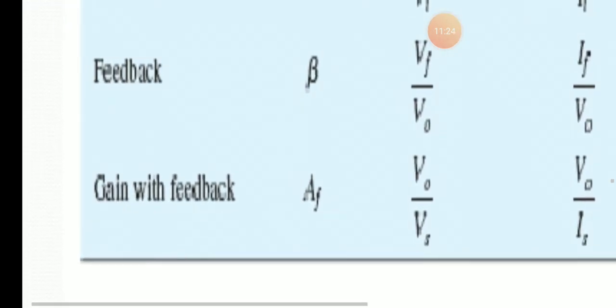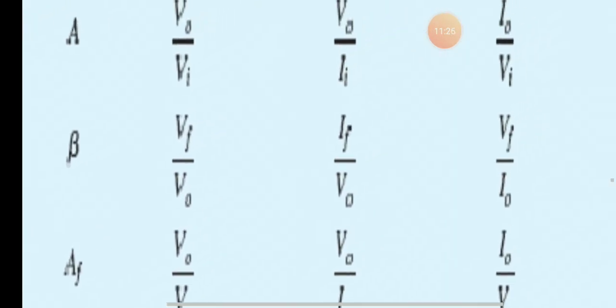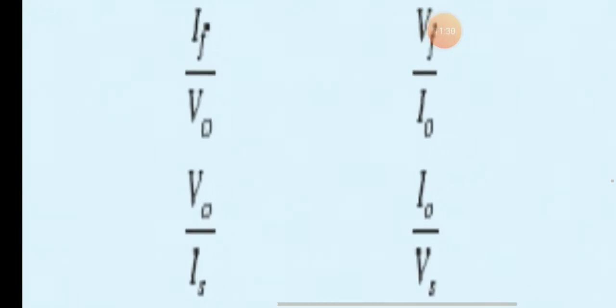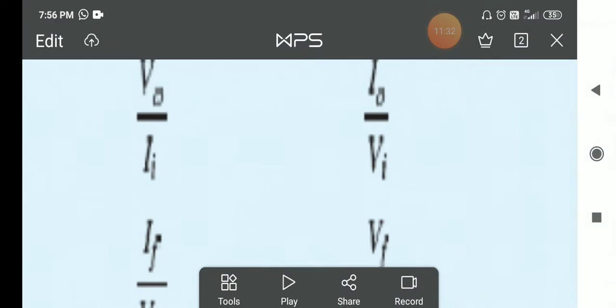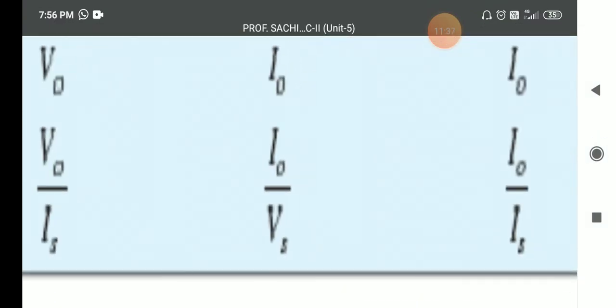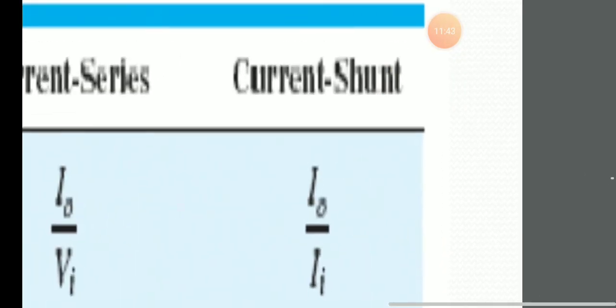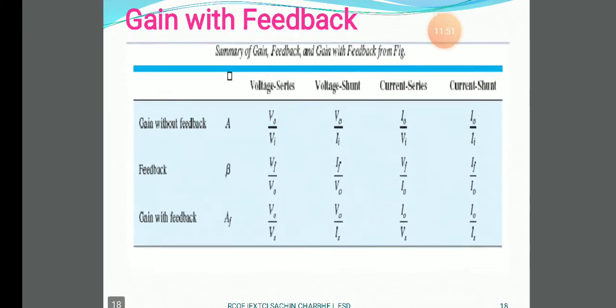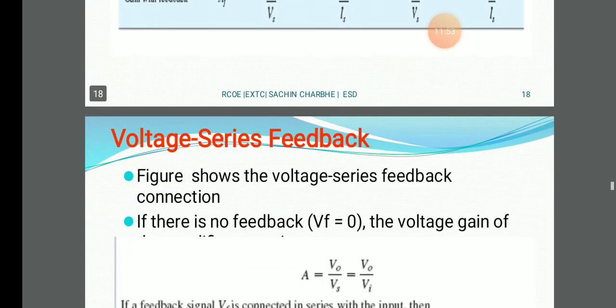Then gain with feedback is V0 by Vs, the source voltage, in voltage series; V0 by Is, the source current, in voltage shunt; then in current series it is the output current by the source voltage; and in current shunt it is the output current by the source current. So this gain with feedback is in tabular form.